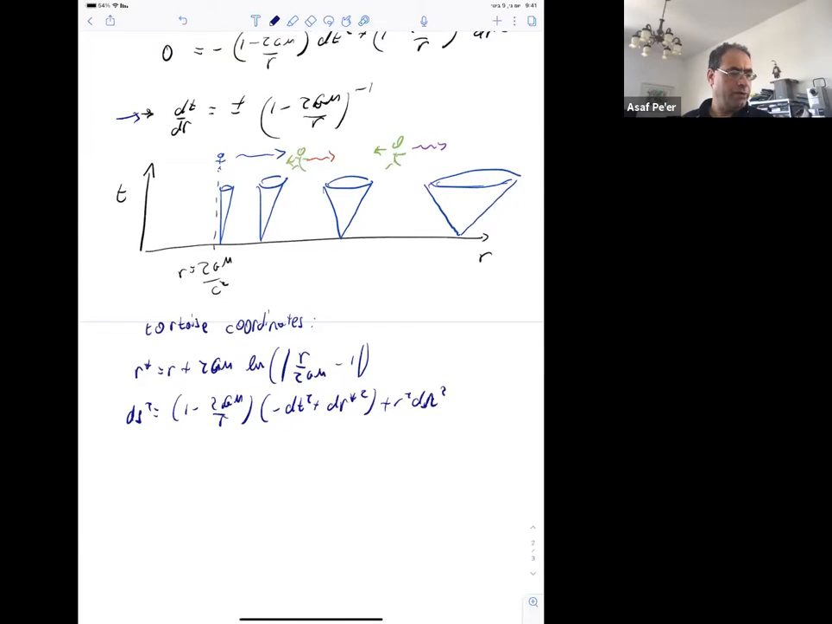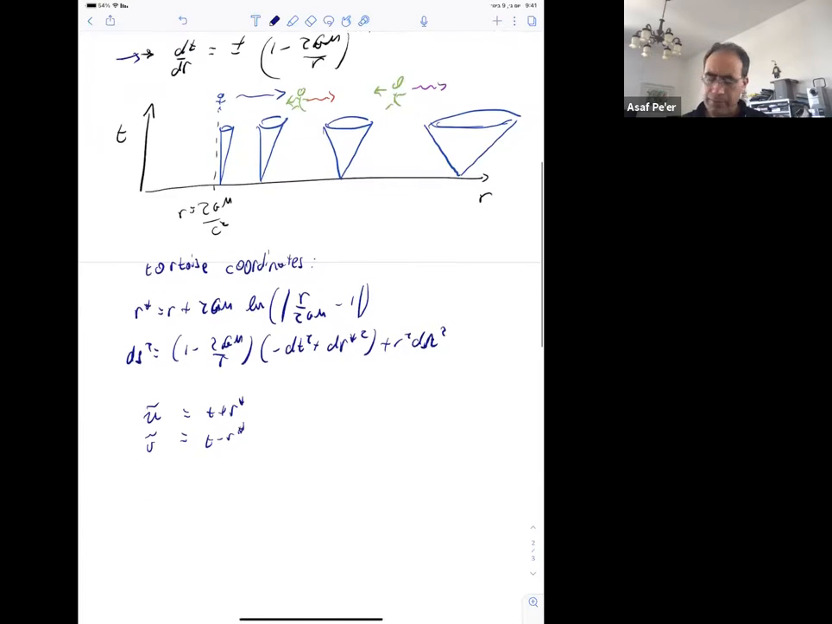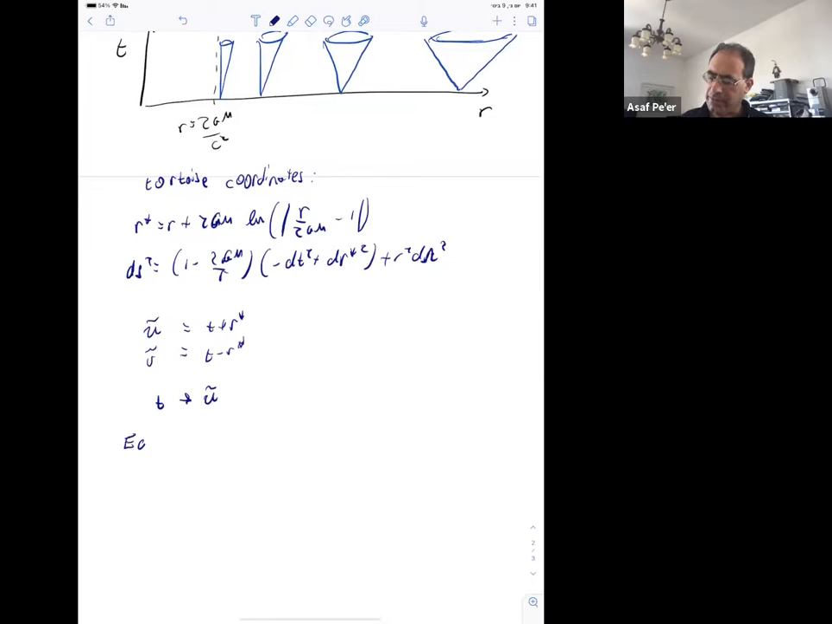And then the next step we did was to adapt the more natural coordinates, coordinates which more naturally adapt to null geodesics, which are the u tilde and v tilde. These are t minus r star and t plus r star. And then we simply replace the coordinate t with the coordinate u tilde, and the result is called the Eddington-Finkelstein coordinates.